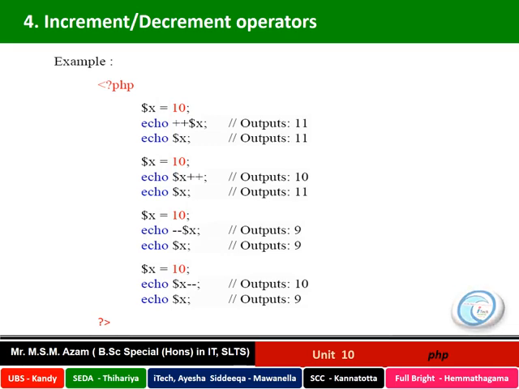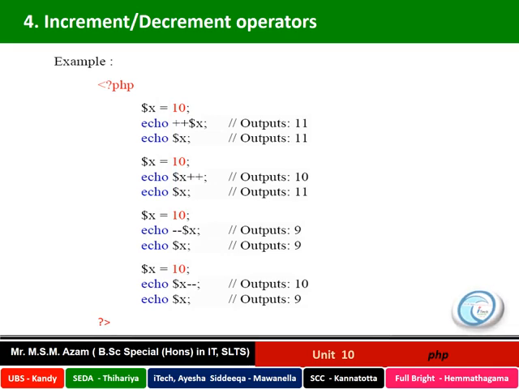Okay, see the third example. X value equal 10. Thereafter I say echo --$x. This is a pre-decrement operator. That means first of all I have to decrement the value of x. That means 10 should be decremented to 9. Therefore output is 9. After that only returns the value. Then when I call echo $x, that also returns 9 as the output.